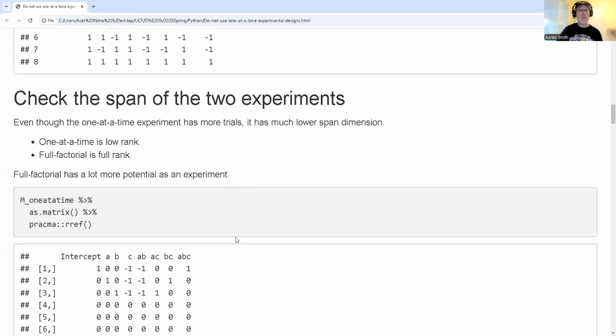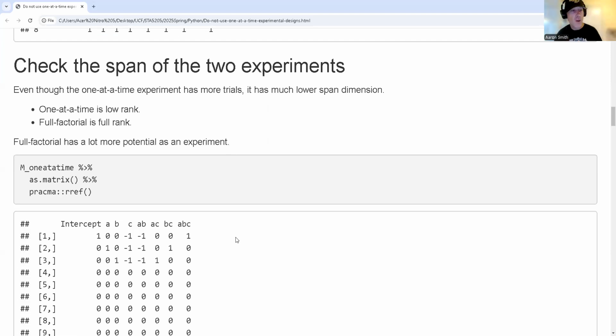Okay, so now let's check the span of the 2 experiments. All right, so even though the 1 at a time experiment has more trials, remember that one had 9 and full factorial has 8. So I've put more time, money, and effort into 1 at a time experiments, but it's actually going to be inferior from a span point of view.